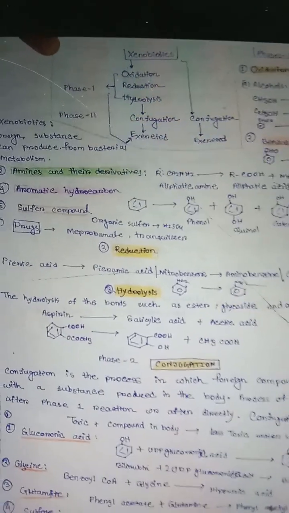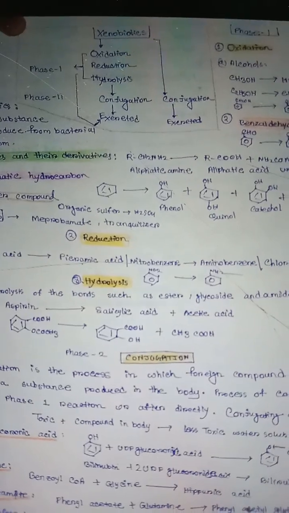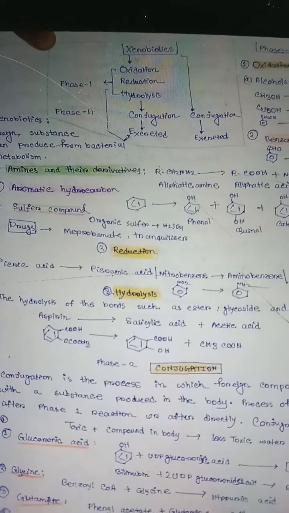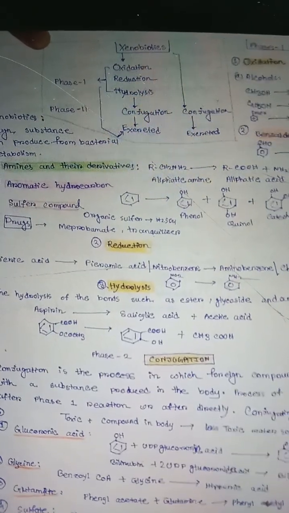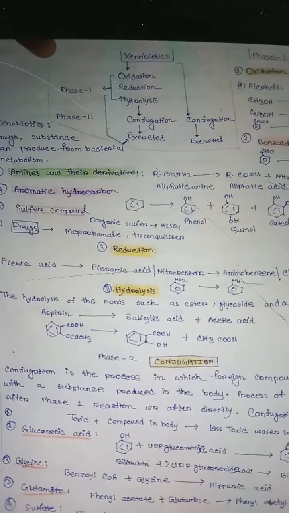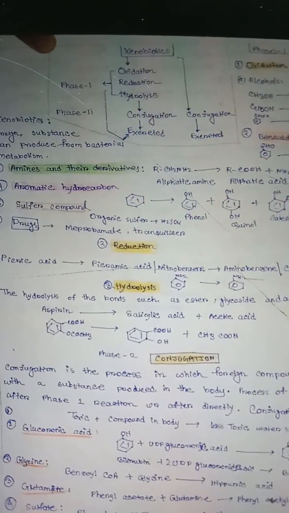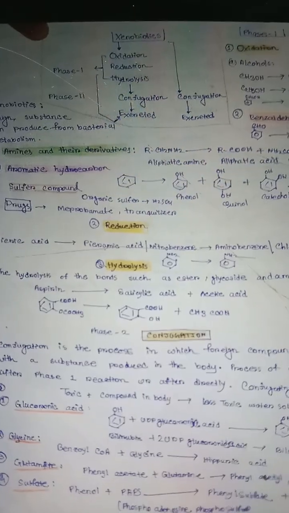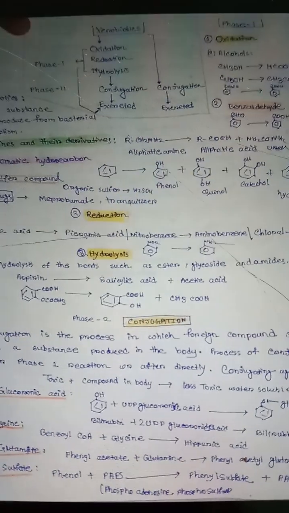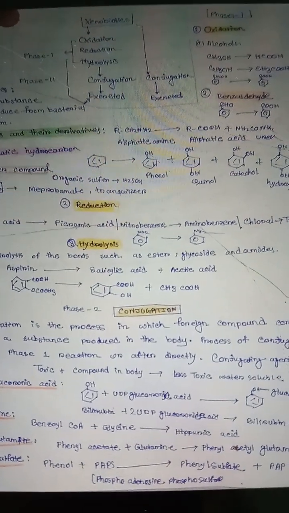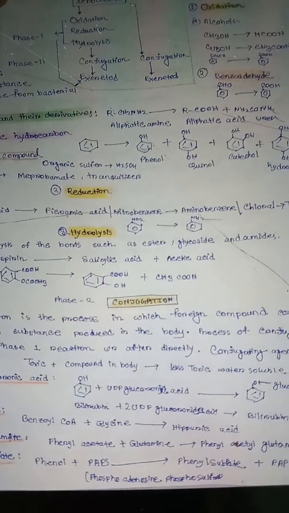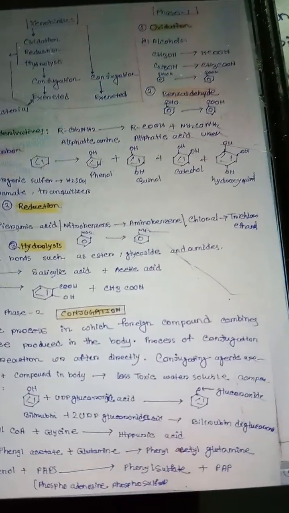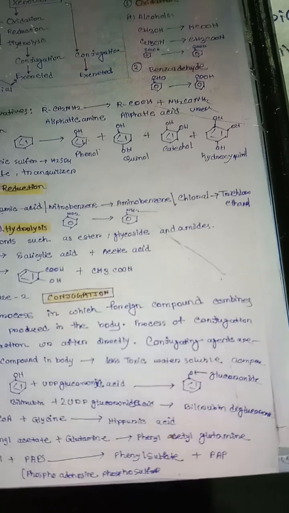Aromatic hydrocarbon like benzene becomes phenol and catechol and so on. Sulfur compound like organic sulfur becomes sulfuric acid. Many drugs participate, like meprobamate, which acts like a tranquilizer, okay, helpful in case of insomnia and others.